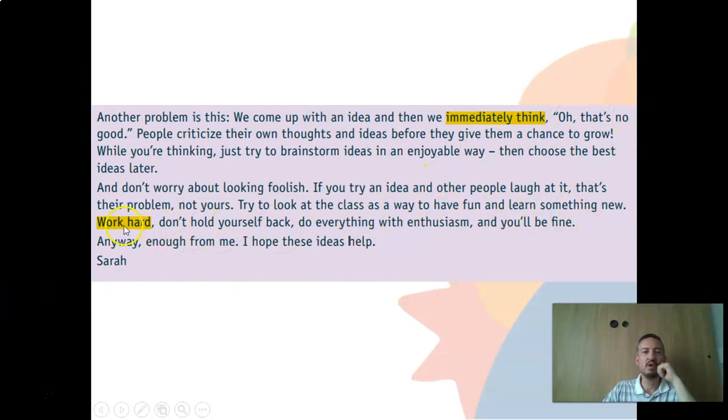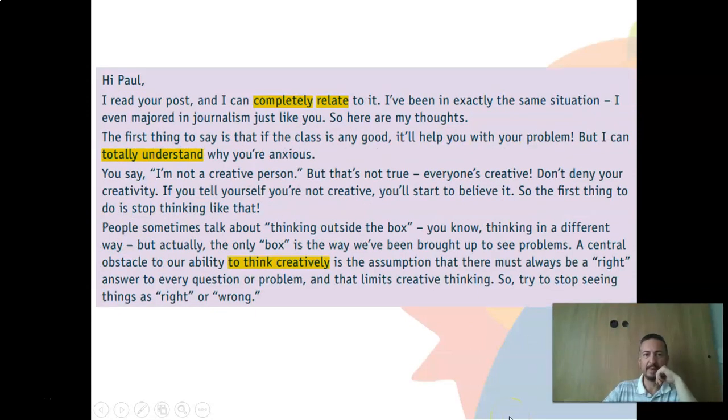And here, work hard. So hard refers to work. And it's an adverb of manner because it responds to the question of how do I work? Work hard. Okay? So each adverb relates to a verb. Hard relates to work. Immediately relates to think. Creatively relates to think again, totally relates to understand, and completely relates to relate. Okay, so this is activity number 2.